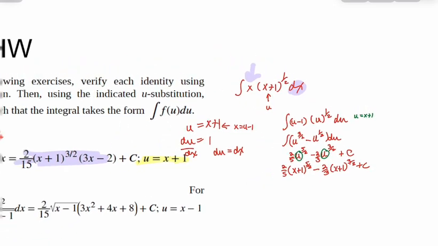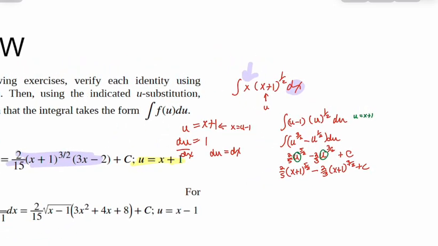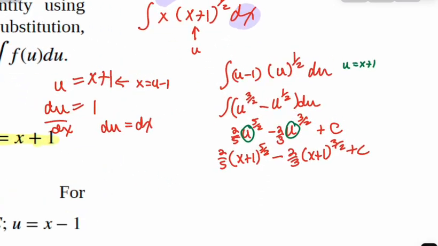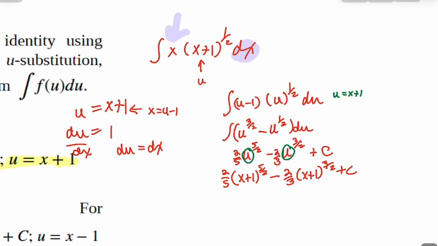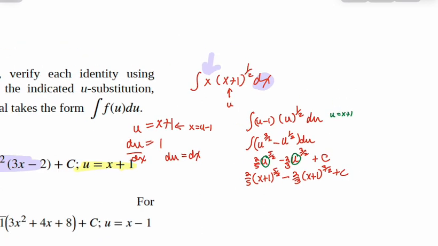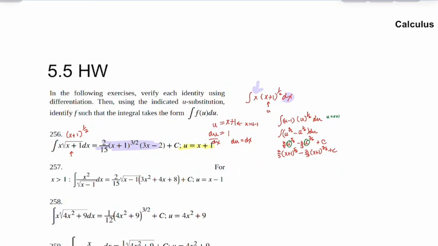Now, if you look at their original answer, why does their original answer look like that? Well, what they did is they factored out a 2/15 and an x plus 1 to the 3/2. But it is exactly the same answer. So don't be too concerned if your answer looks a slightly different form than their answer. They have put all theirs in factored form.